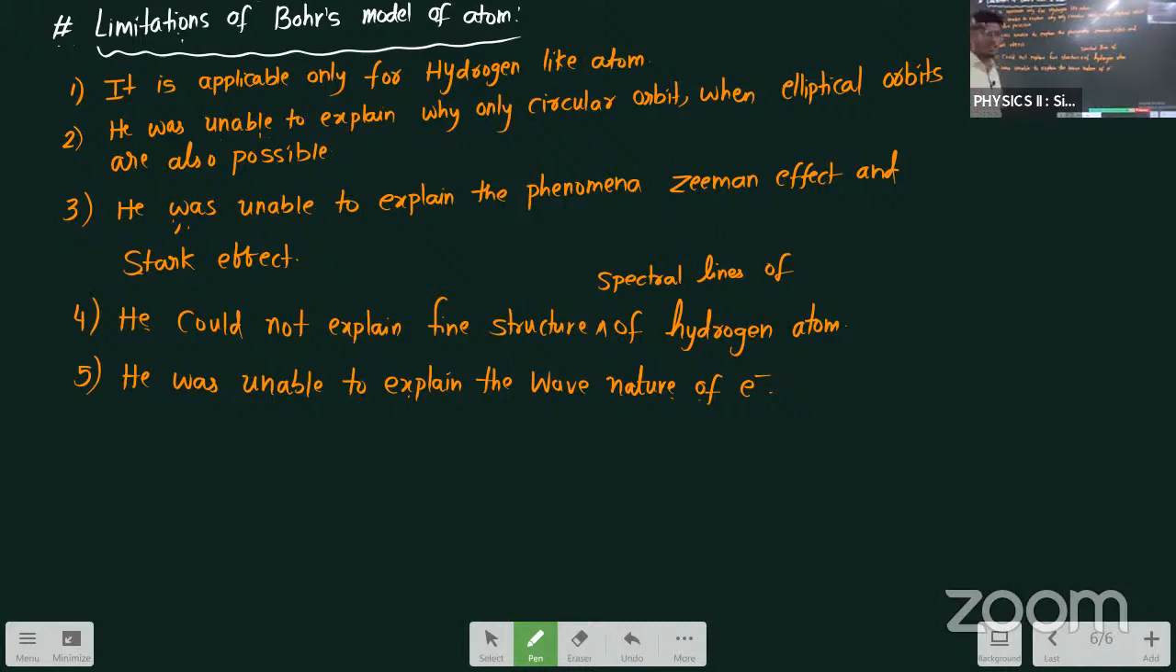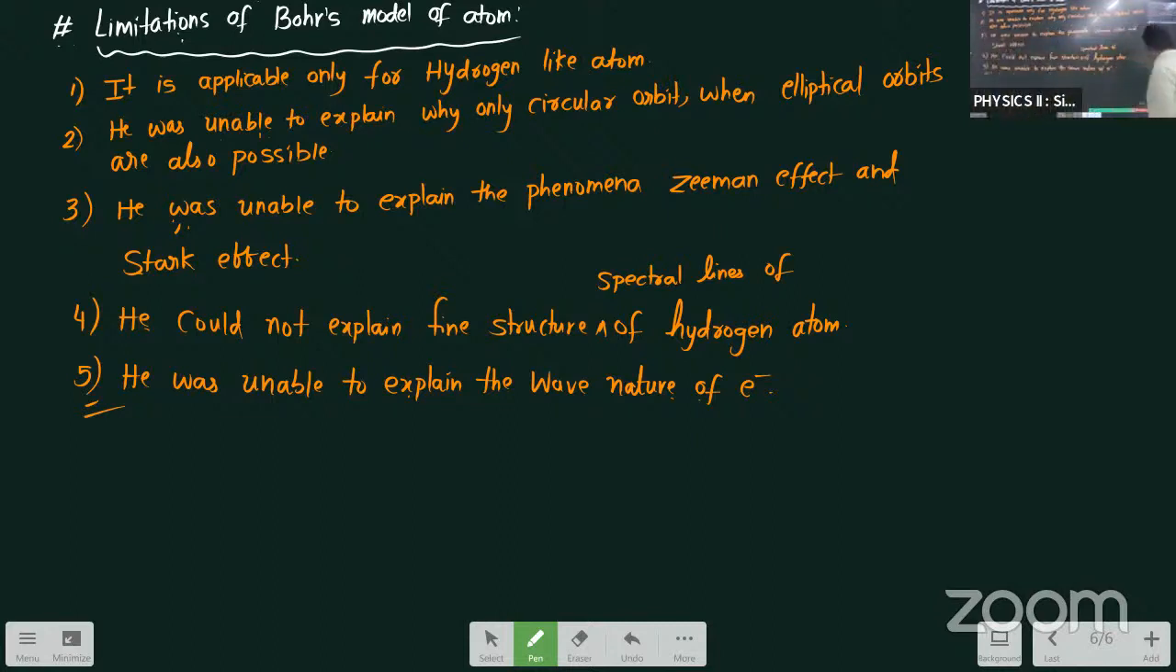We know what is the spectral series of hydrogen atom? Lyman series, Balmer series, Paschen series, Brackett series, and Pfund series. He was unable to explain the fine structure of spectral lines of hydrogen atom. And what is the last limitation that we have discussed? Here, he was unable to explain the wave nature of electron. He was unable to explain what? Wave nature of electron.